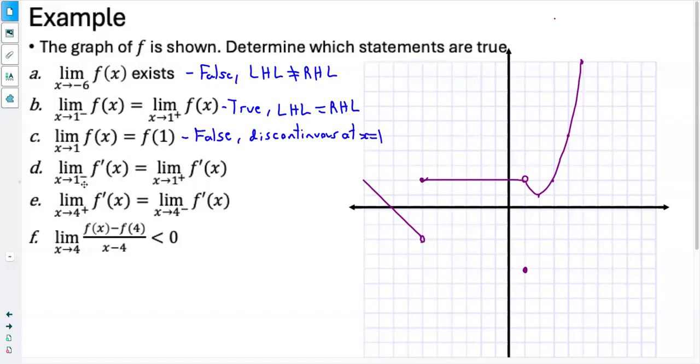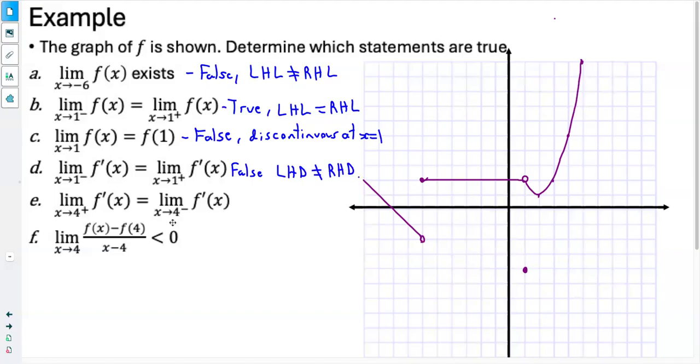Next, we've got: as we approach 1 from the negative side, our slope is equal to our limit as we approach 1 from the positive side of f prime of x. Now we can see our slope on this side as we're approaching it is 0. This is a non-zero slope on this side, so we can say false. We can say our left-hand derivative does not equal our right-hand derivative.